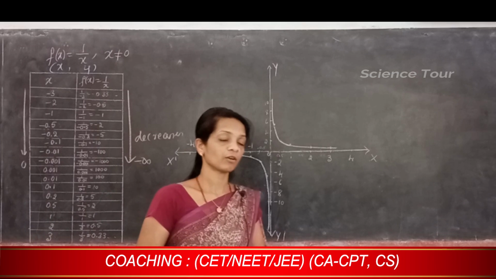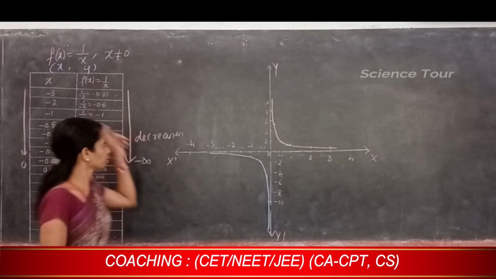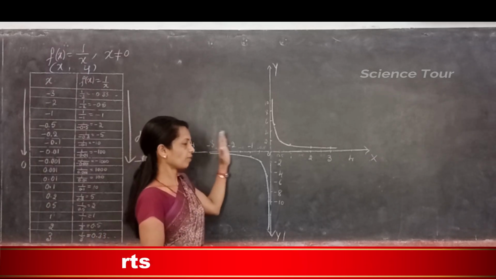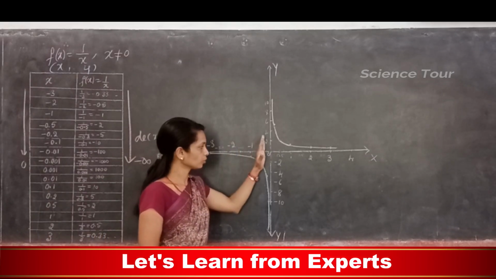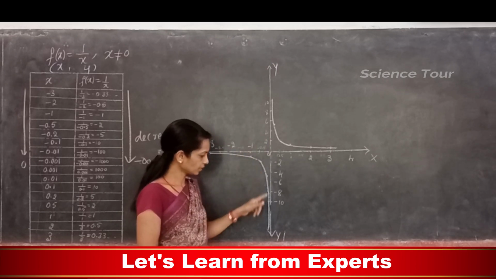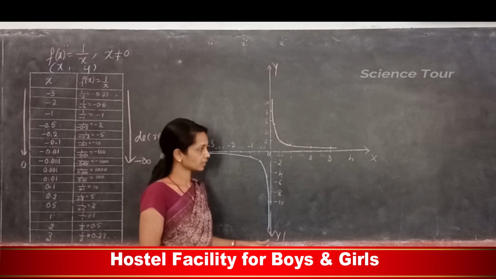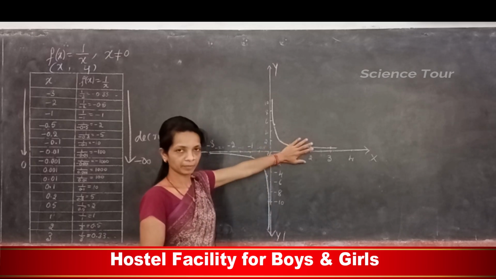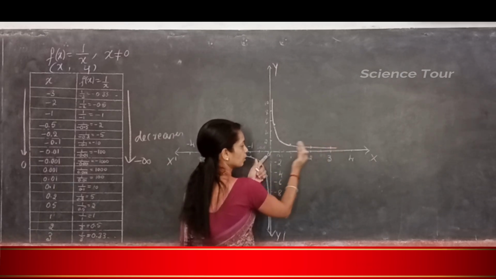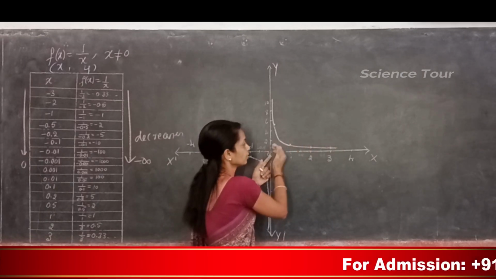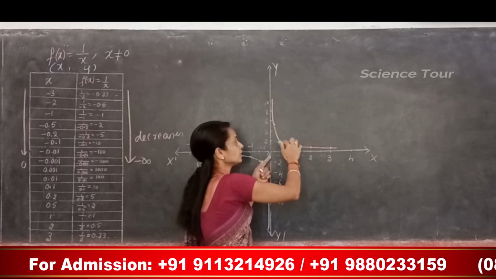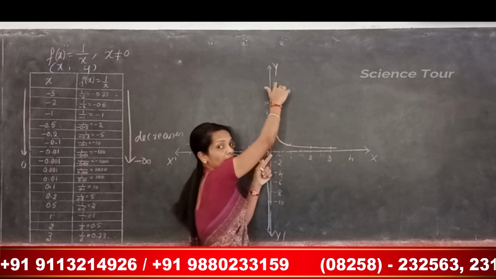So this is the graph of a rational function, 1 by x. You can see that as we take the value of x very close to 0 from the left side, f of x decreases to minus infinity, and the same type on the right side of the y axis also. As you give values of x closer to 0 from the right side, the value of f of x is increasing to plus infinity.